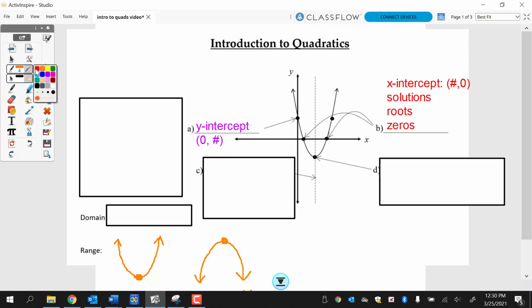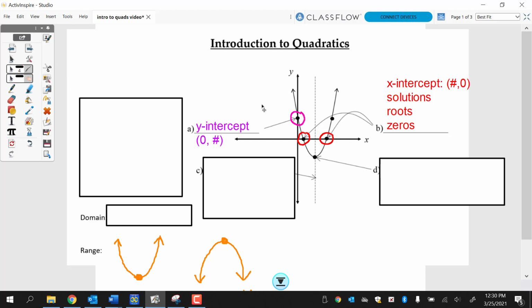But it also has other names. When we're talking about a quadratic, they could say different words that still mean x-intercepts. So solutions, roots, zeros, those are all words that still mean the x-intercept. So I'm going to go ahead and circle on the graph in red. Those are our x-intercepts. There are 2 of them, and you write them number, comma 0. They are the solutions, roots, and zeros. They all mean the same thing. I'm also going to go ahead and circle the y-intercept. Was right there. Okay, great.